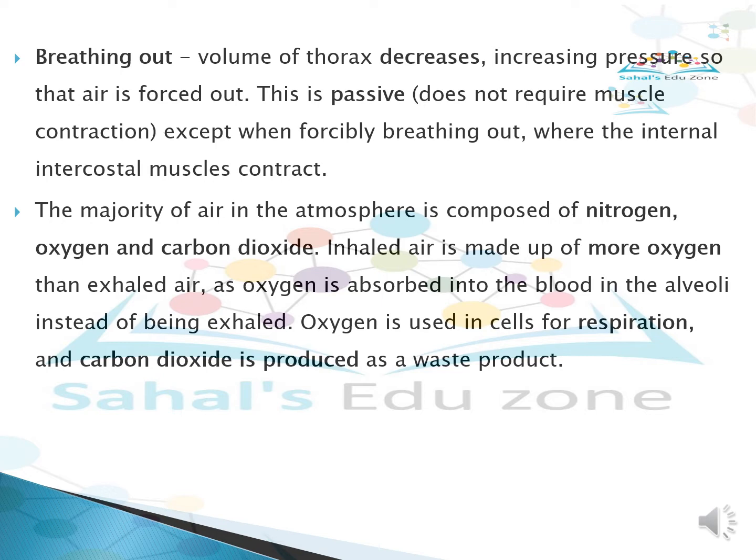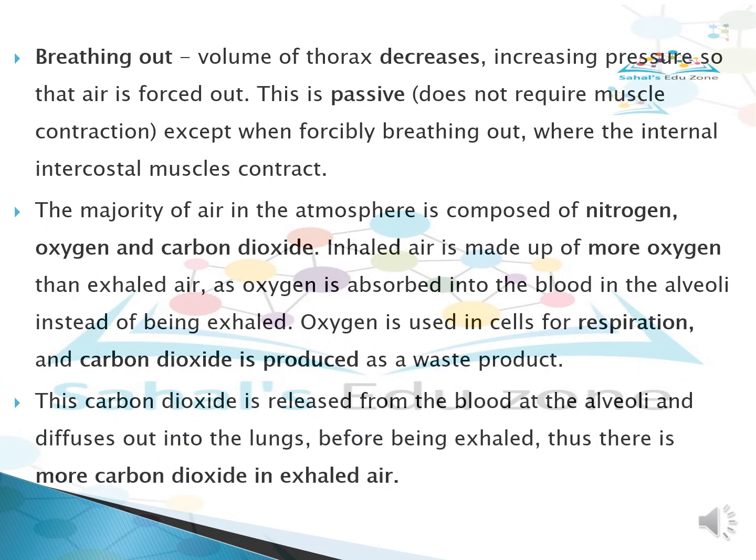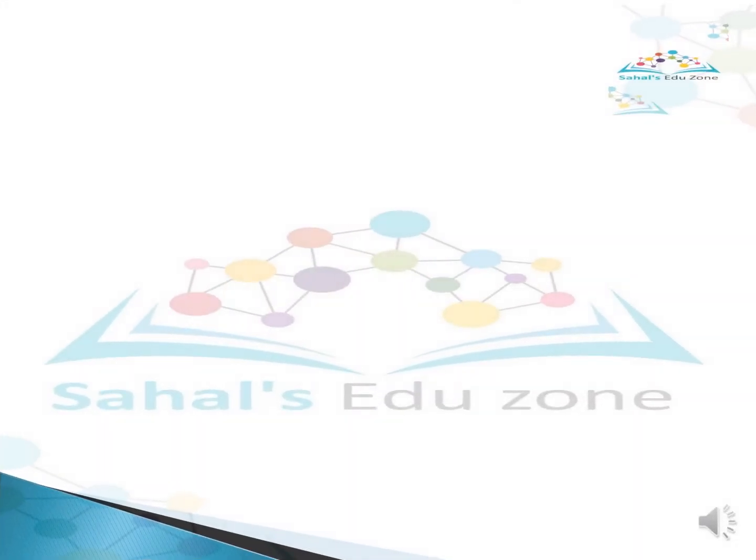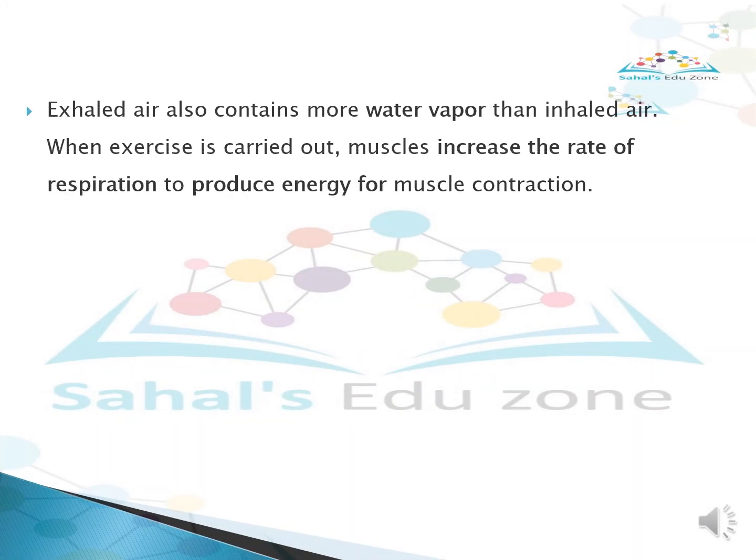Oxygen is used in cells for respiration and carbon dioxide is produced as a waste product. This carbon dioxide is released from the blood at the alveoli and diffuses out into the lungs before being exhaled. Thus, there is more carbon dioxide in exhaled air. Exhaled air also contains more water vapor than inhaled air.